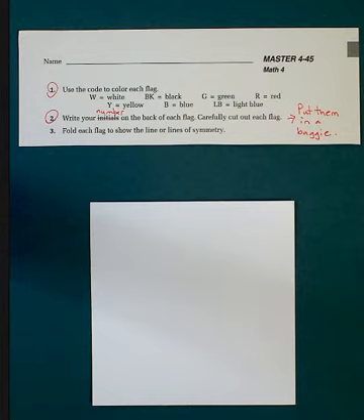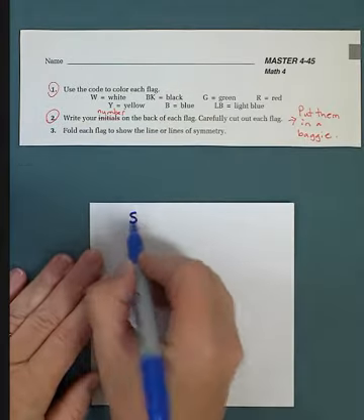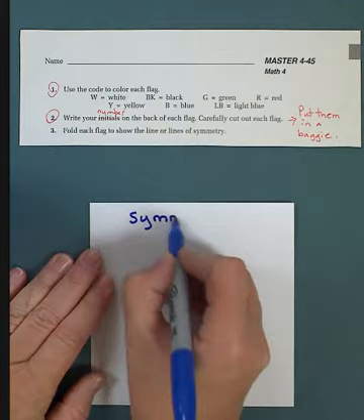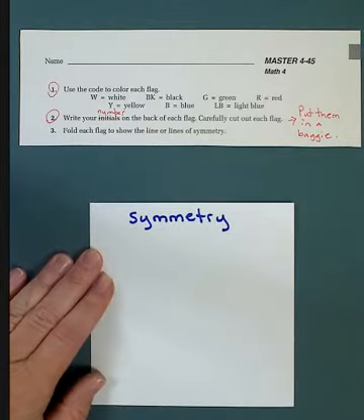Today we did a special lesson. It was lesson number 45, and we started to look at the idea of symmetrical shapes and lines of symmetry. I'm going to write that word on my paper so that you can remember what it looks like. And let's review very quickly.